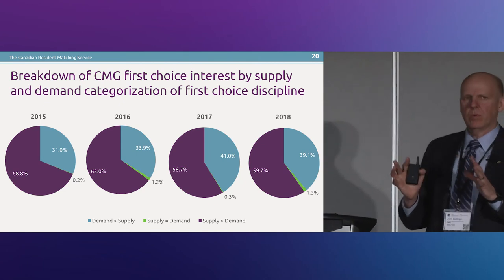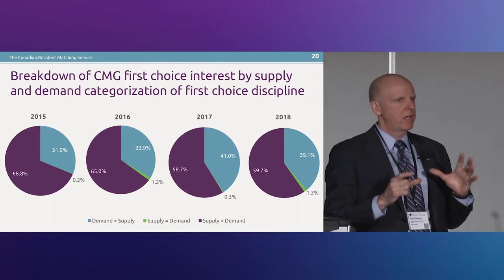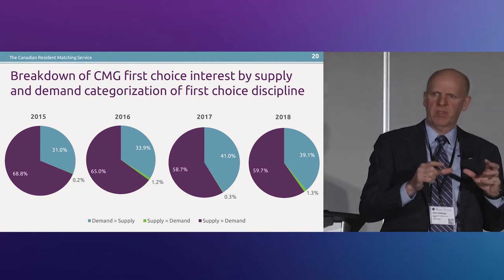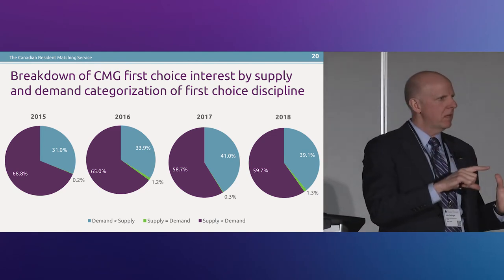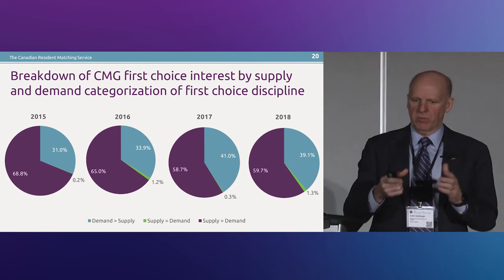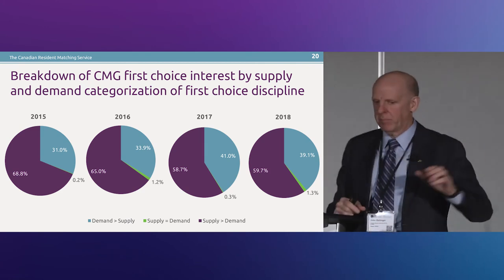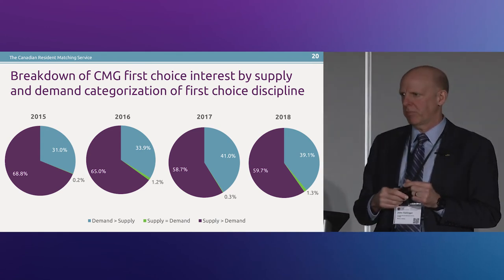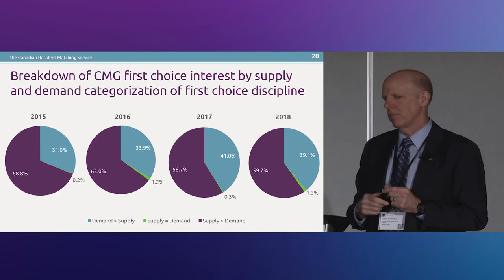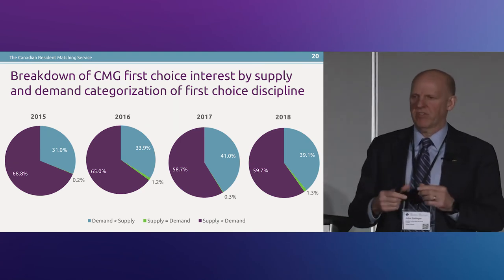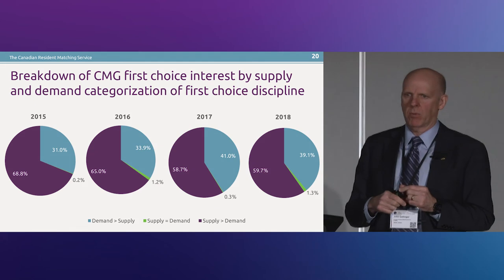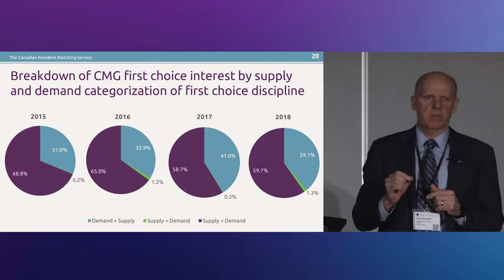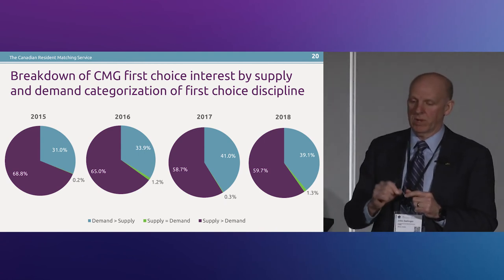So this is a view of the percentage of Canadian medical graduate choices that are in disciplines that are either supply more than demand or demand more than supply. So for example, in 2015, the far right-hand pie, 31% of all CMGs chose a discipline that had more demand than supply. And 68, not quite 69%, chose a discipline that had more supply than demand. And a very small number chose a discipline that had a one-to-one ratio.